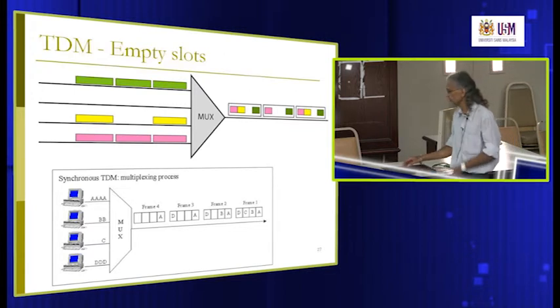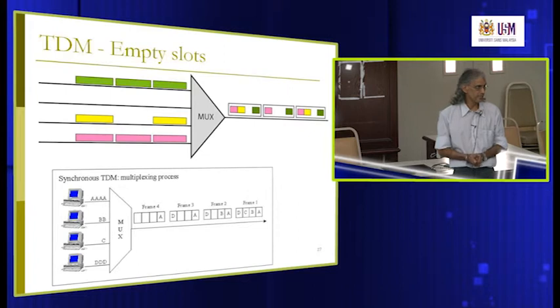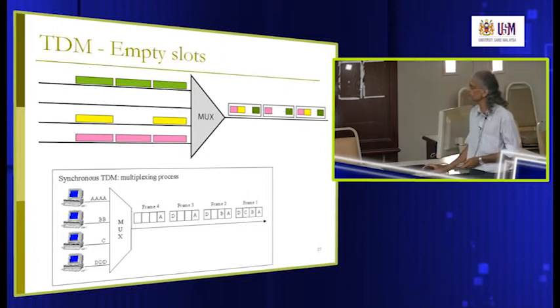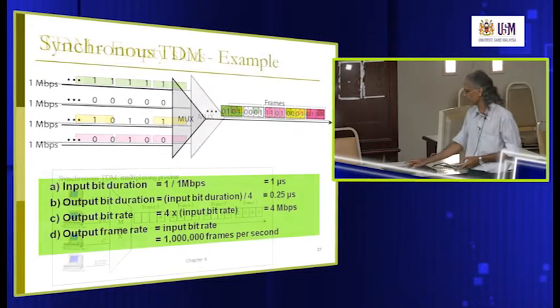So this is basically wastage, but you have no choice because that's how TDM works. Because they go in sequence. The first data belongs to A, the second data belongs to user number 2, the third data belongs to user number 3, and so on. Just like this.